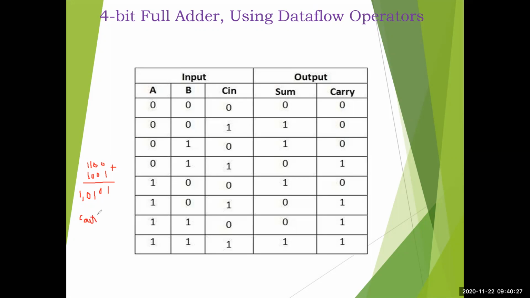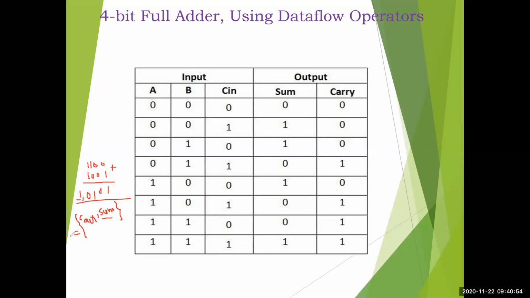So Cout along with sum only I have to write. So {Cout, sum}, with the concatenation operator, sum will be here only. Together it will hold the final result. The 4-bit sum will be in this one, and the 1-bit Cout will be here. So the answer is 10101, like that it will display. So this is equal to the output we can show.